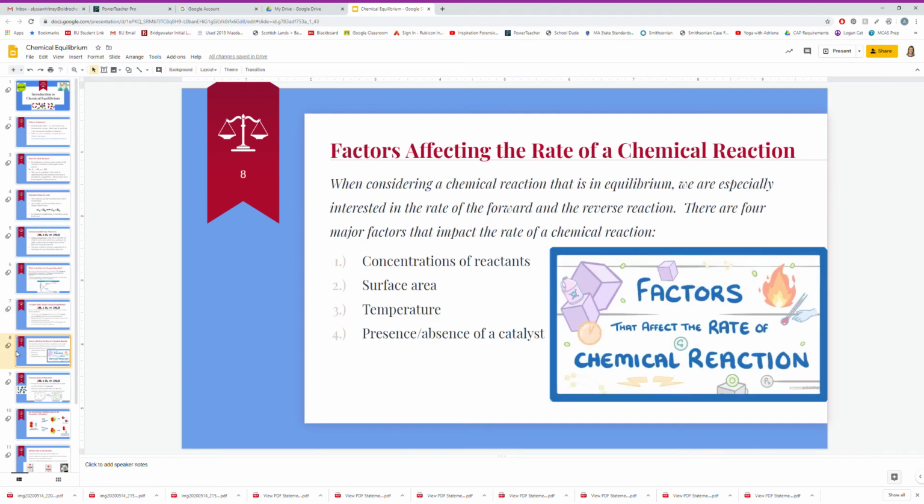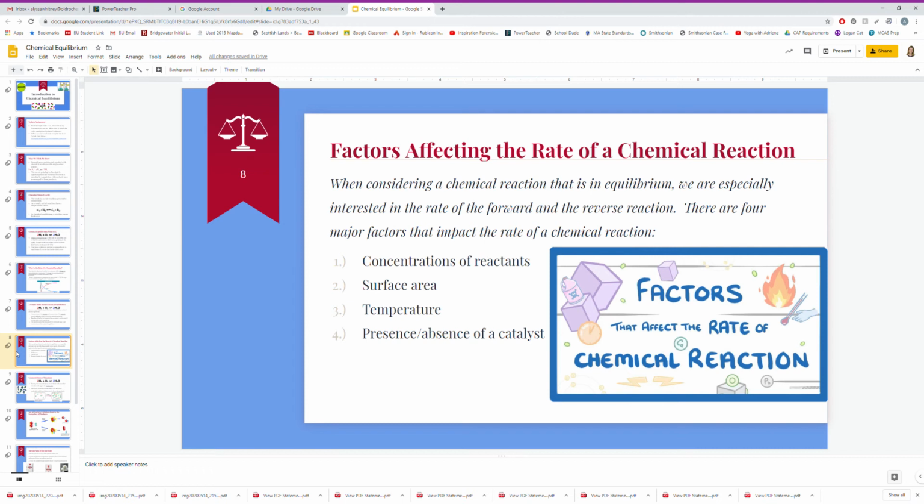Okay, so now let's talk about what impacts the rate of a chemical reaction. When considering a chemical reaction that is at equilibrium, we are especially interested in the rate of the forward reaction, so reactants becoming products, and the rate of the reverse reaction, products going backwards to reactants. Again, at equilibrium, those rates should be the same.